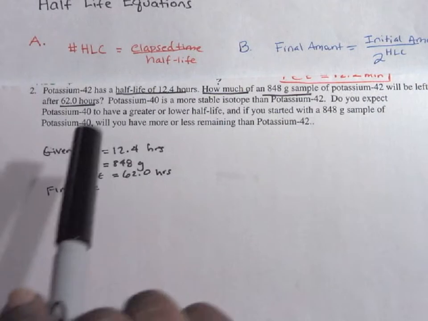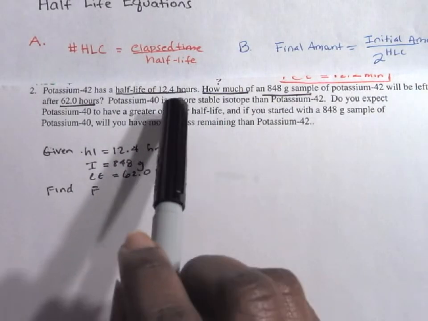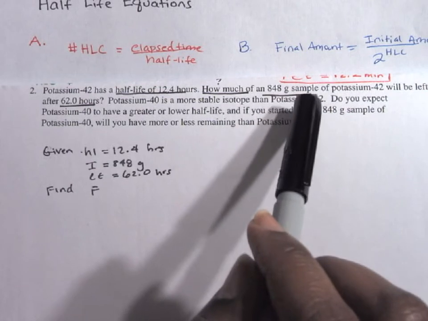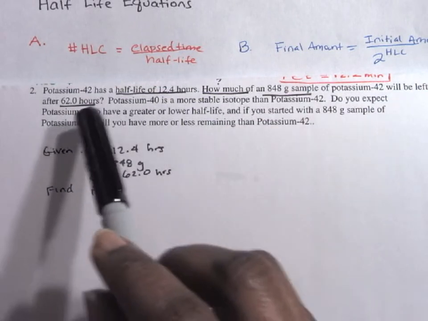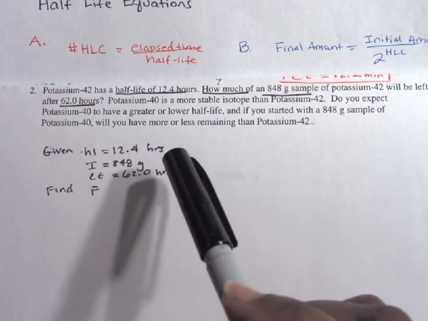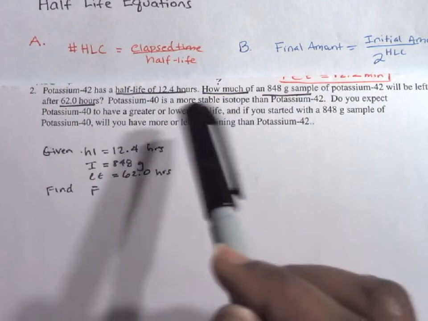So this problem reads, potassium-42 has a half-life of 12.4 hours. How much of an 848 gram sample of potassium-42 will be left after 62 hours? And that's the only question I'm going to show you here. You can ignore the rest.